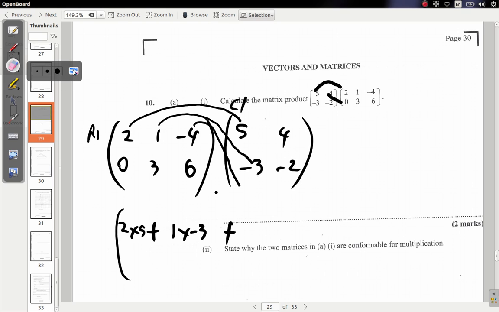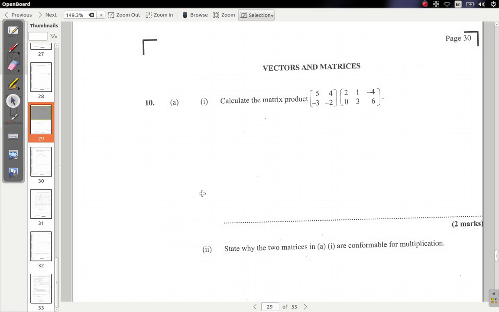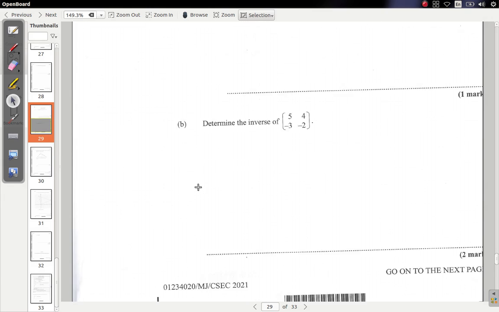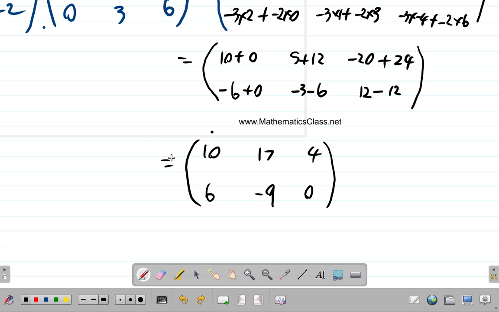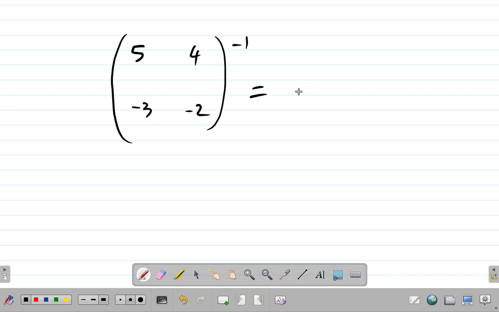Alright, so let's see what else we have now. Determine the inverse of this matrix: 5, 4, negative 3, negative 2. So you have 5, 4, negative 3, negative 2, and you want the inverse.